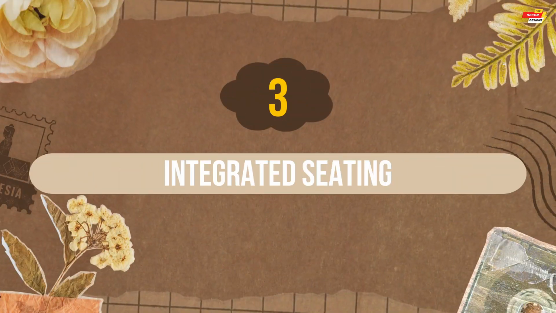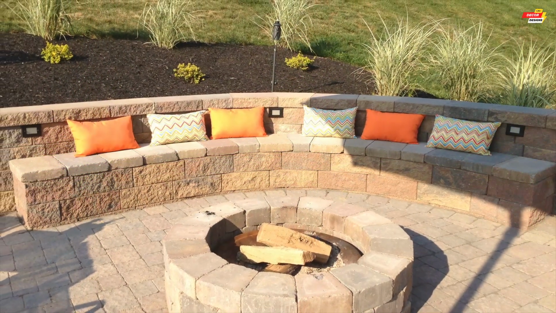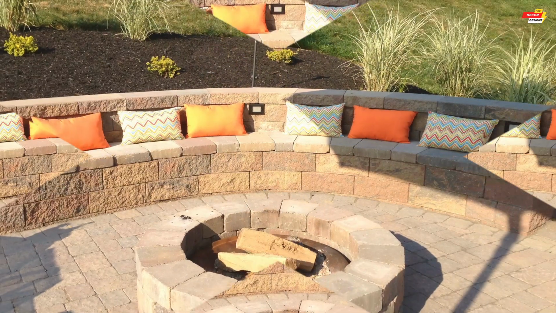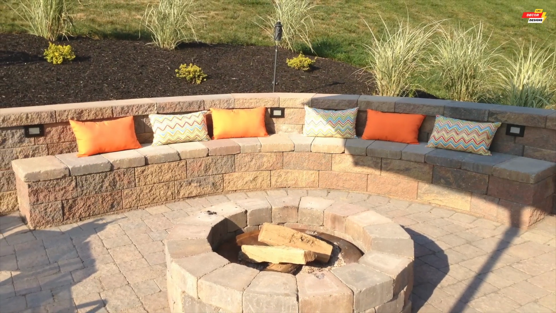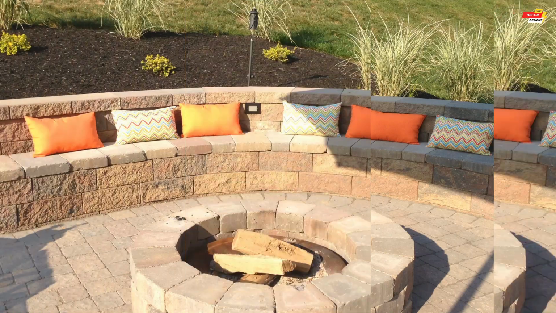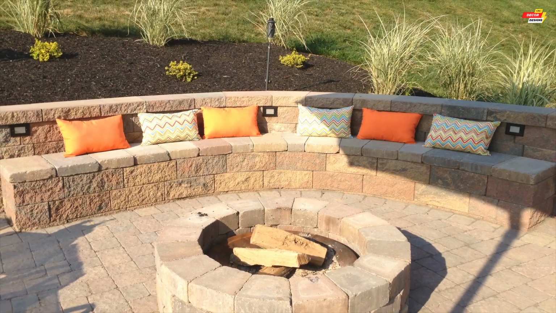3. Integrated seating. Design a low retaining wall that doubles as built-in seating. By widening the top layer and using smooth, flat stones or adding a capstone, you create a perfect spot for relaxing and entertaining outdoors. Consider adding cushions for extra comfort and incorporating planters at the ends for a decorative touch.